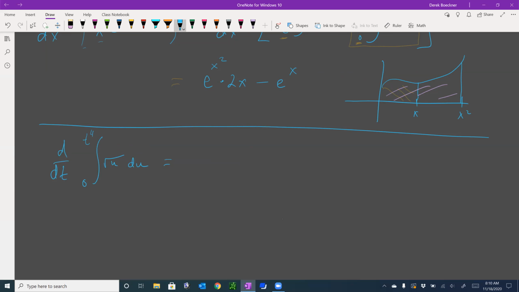Okay. So the derivative of the integral is just the inside function, but it's going to be applied to the variable bound up here. And then I have to multiply by the derivative of the variable bound. So this all turns into 4t to the 5th. Right?